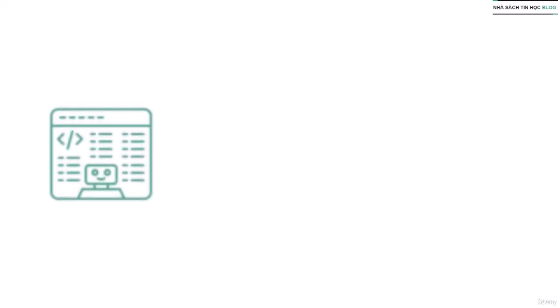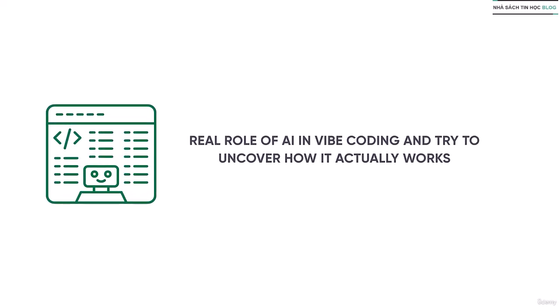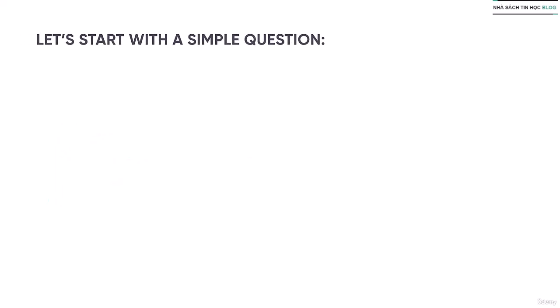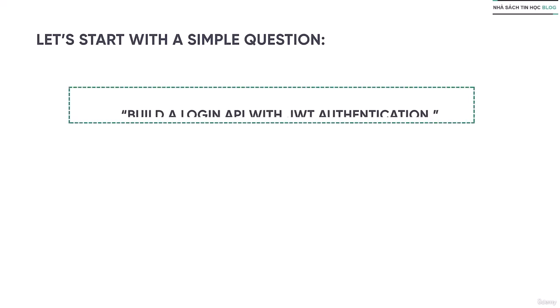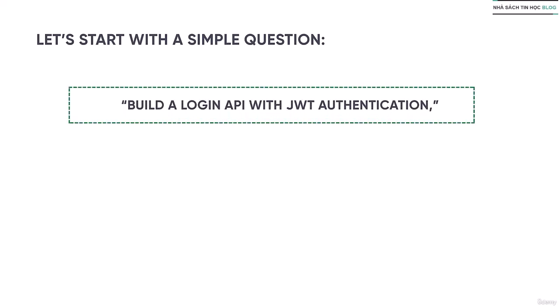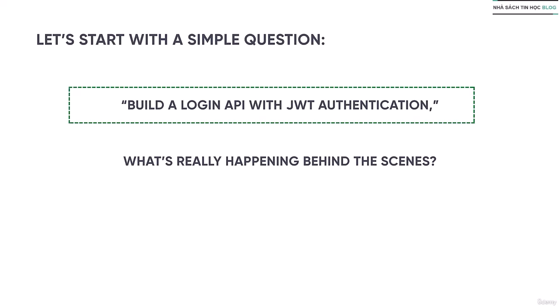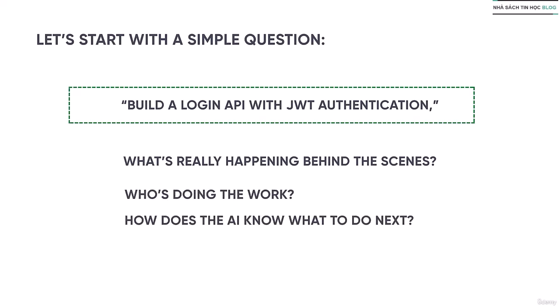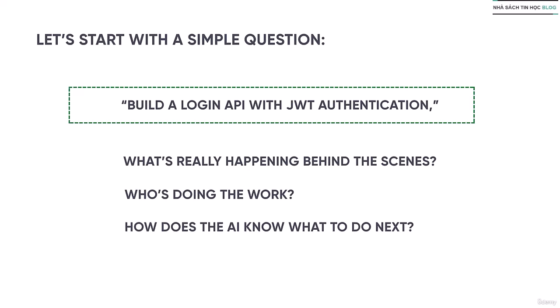Now let's talk about the real role of AI in vibe coding and try to uncover how it actually works. Let's start with a simple question. When you type something like "build a login API with JWT authentication," and a few seconds later you get a working backend function, what's really happening behind the scenes? Who is doing the work? And how does the AI know what to do next?